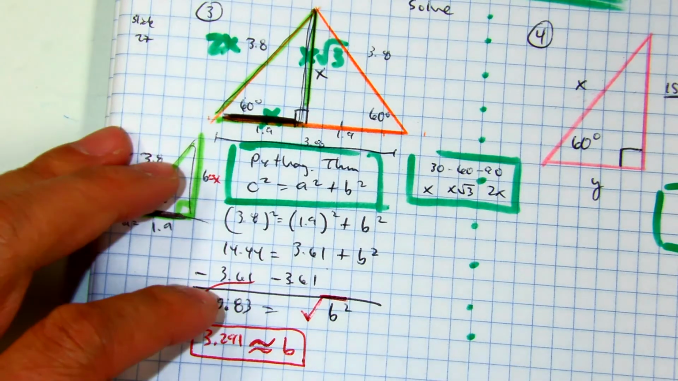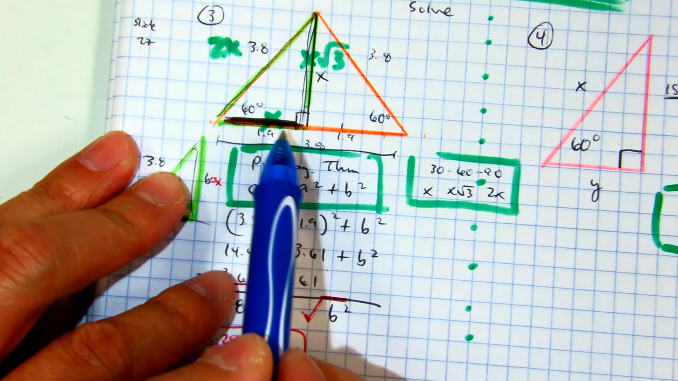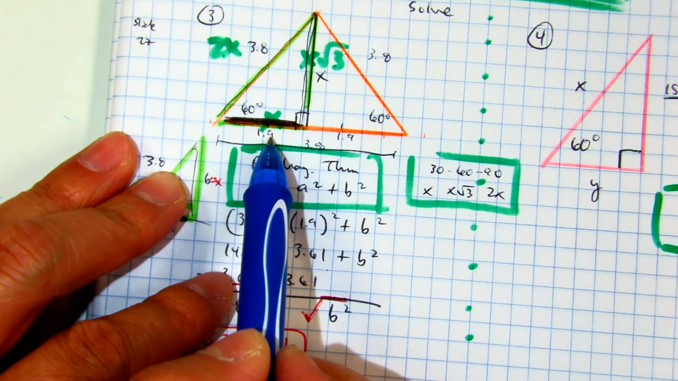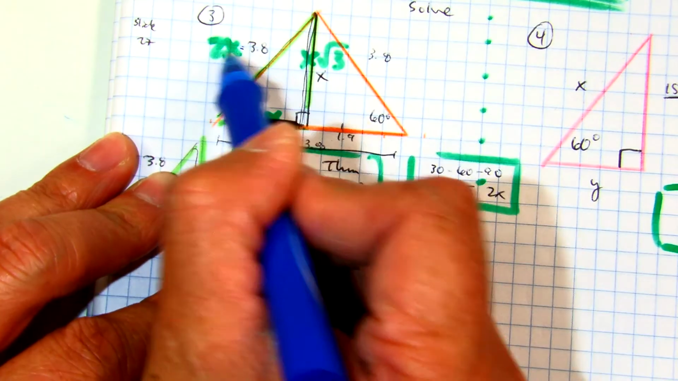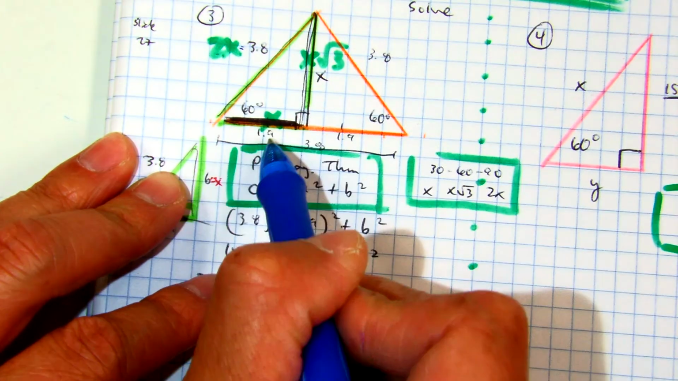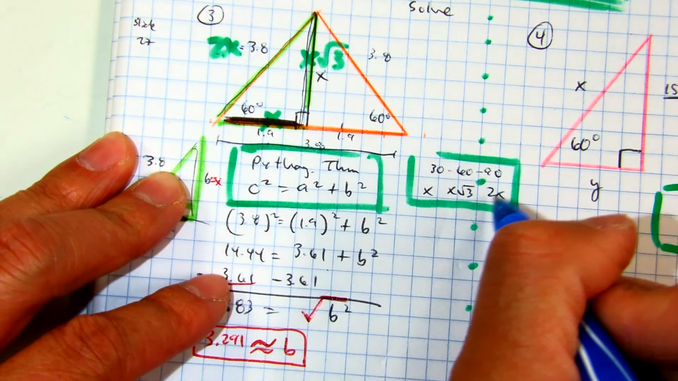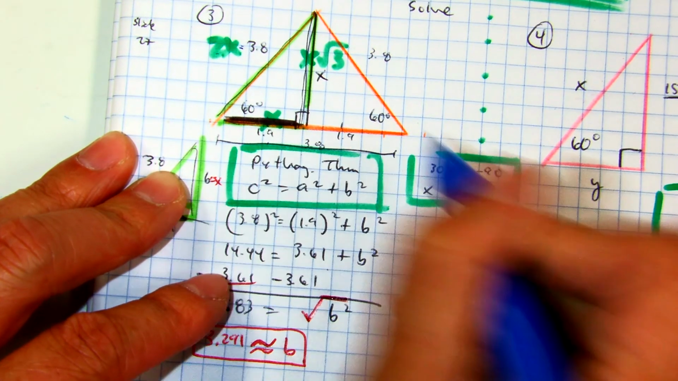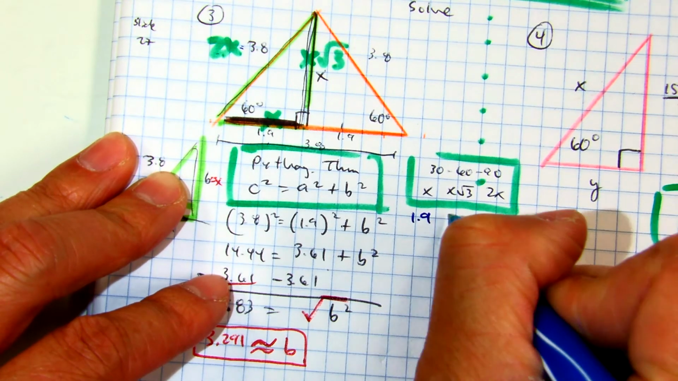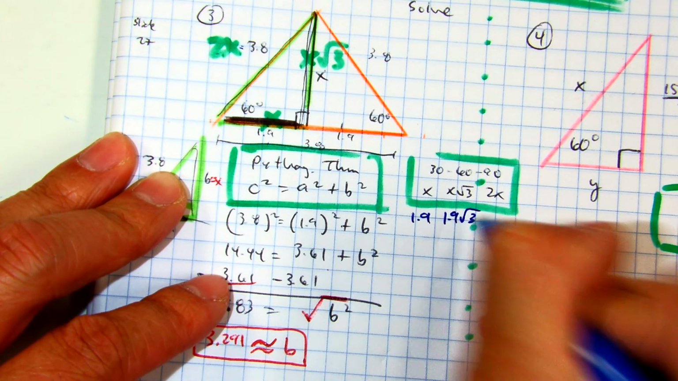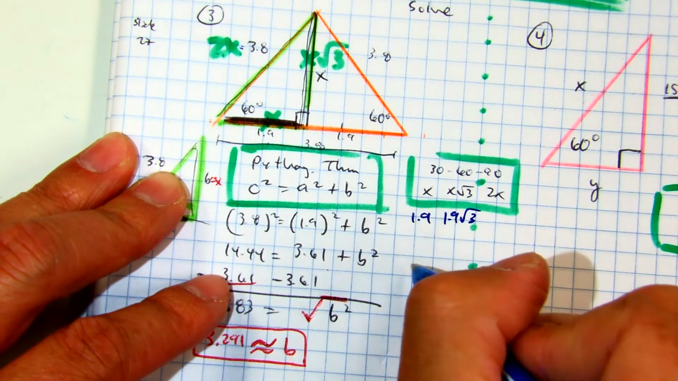So although you knew that it's 1.9, yes? You could have also started here. 2x equals 3.8, divided by 2, x equals 1.9. If you know that x is 1.9, then I need to find this side, which is really just 1.9 times radical 3. And this is a better answer.